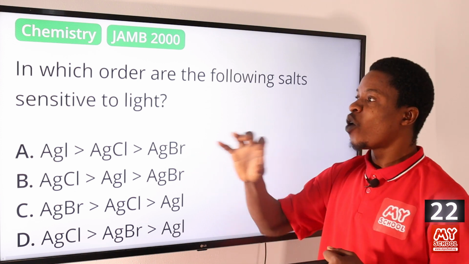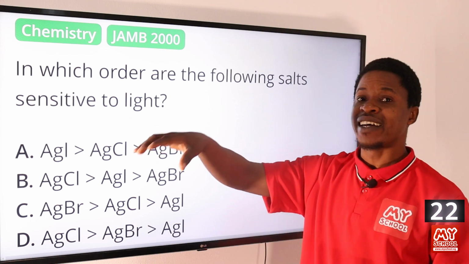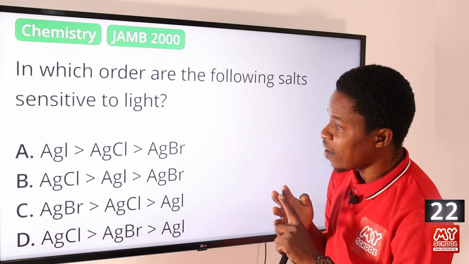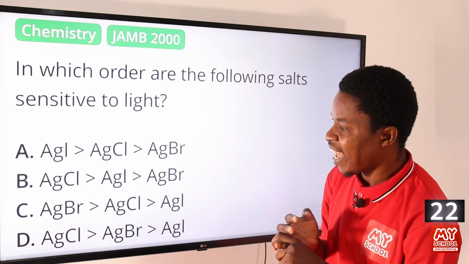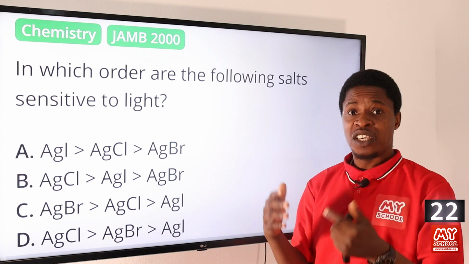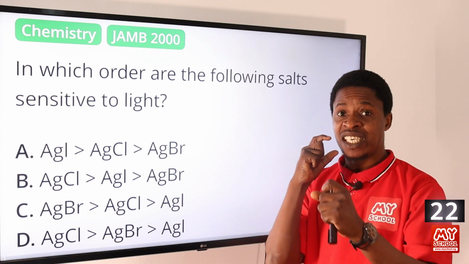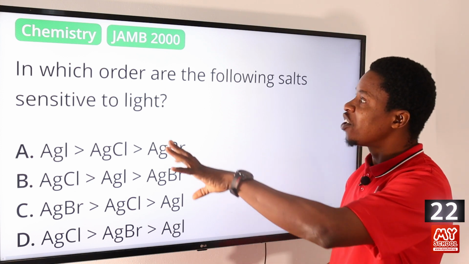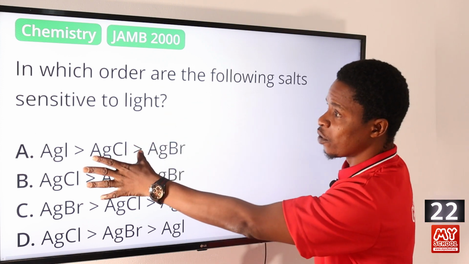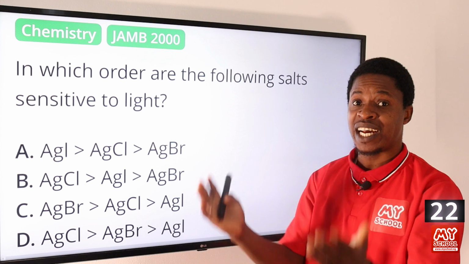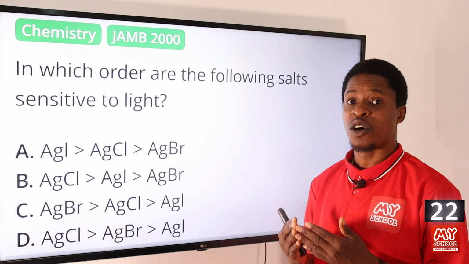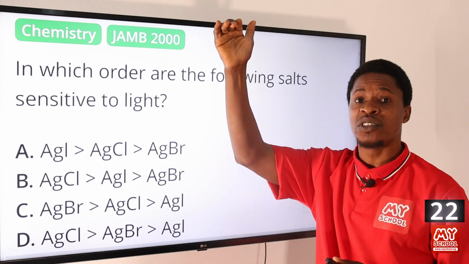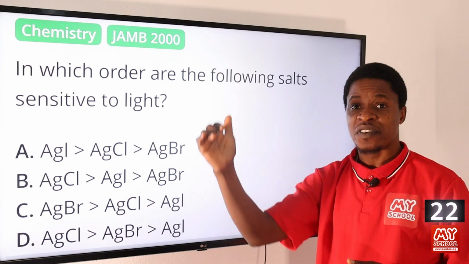So in what order are these salts sensitive to light? Now, silver bromide and silver chloride, both of them are used in photographic film making, because of their sensitivity to light. But in this case, they want us to tell in what order these salts are sensitive to light. Generally silver halides have a property of sensitivity to light. So the easiest way to solve this is to go down the group in the periodic table, in the order of reactivity.